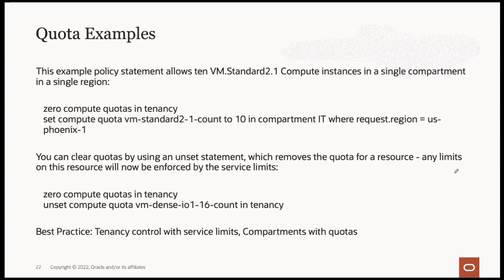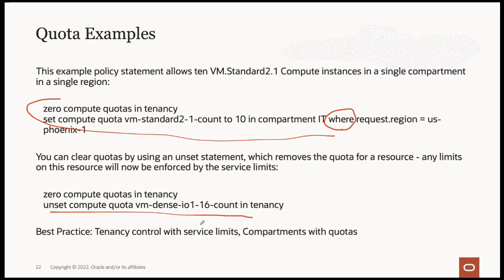And here are just some quota examples right here. So you'll see this policy statement right here. Circle this one. If you want to only allow a certain number of compute instances in a compartment to be created, you can go ahead and do so. And you can even get more granular in saying where. So you can specify the region. So that's an example of using a quota policy, limiting the number of compute instances in that compartment from being created. And you can even clear quotas by using an unset statement, which is going to remove the quota for all resources. So you'll see an example right here as well. And then once again, you'll see best practice: you want to use tenancy control with service limits and compartments with quotas.